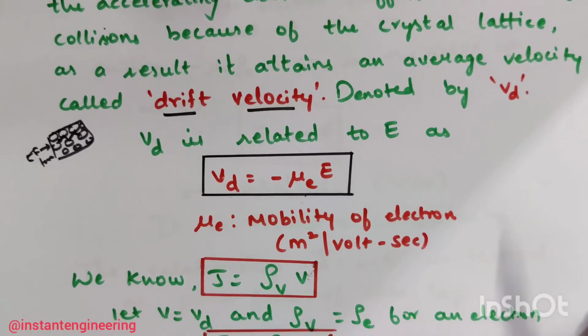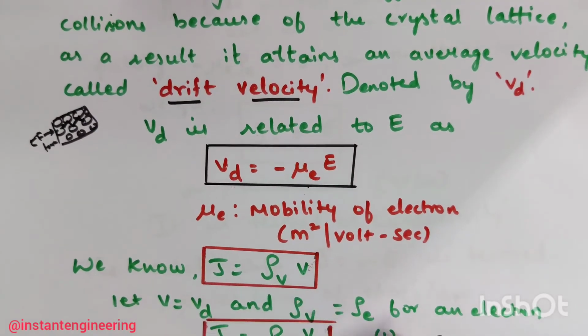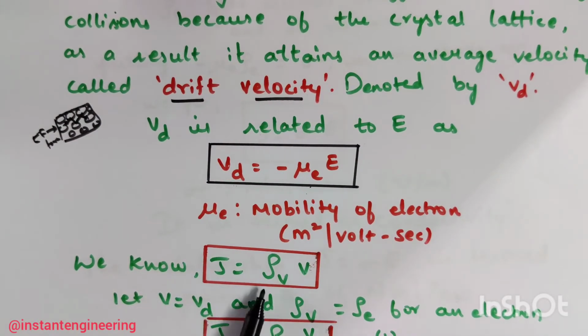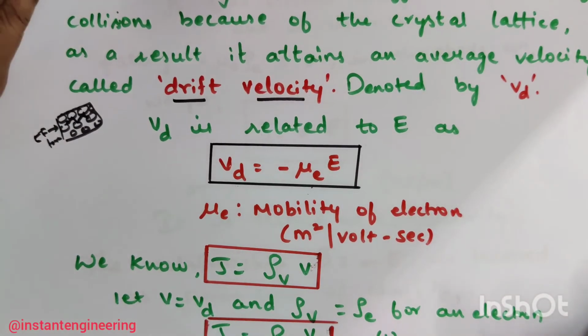Now, we also know J is the current density. Current density is given by rho v into V. In the first video of this chapter, conductors and dielectrics, I derived this relation. Rho v is the charge density, into V. If we consider this velocity, what we are getting here is nothing but the drift velocity. So take V is equal to Vd, and since we are taking this for electrons, consider rho e for electrons.